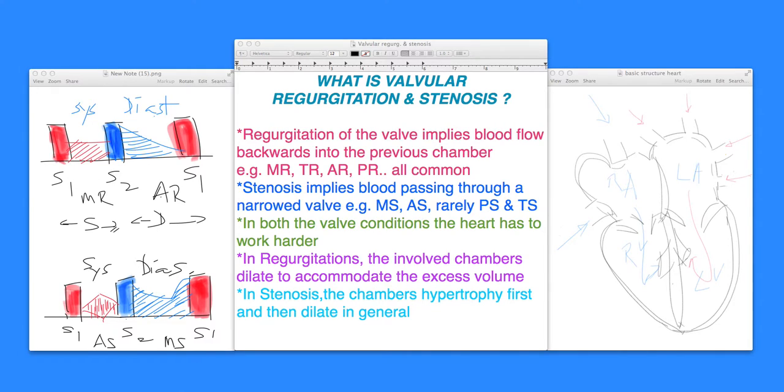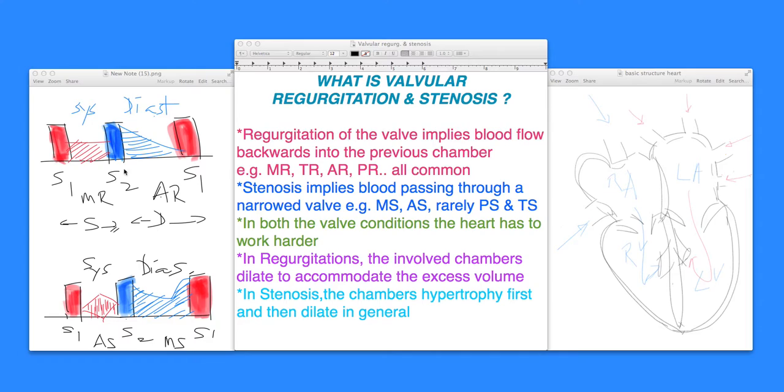So now let's see, S1 being the first sound, S2 being the second sound. S1 is produced by closure of the tricuspid valve and the mitral valve. S2 is produced by the closure of the aortic valve and the pulmonic valve. Simple. So during systole, S1 occurs when these 2 valves close, so the blood goes up into the aorta and up into the pulmonary artery. Now, as the ventricles begin to relax, the aortic valve and the pulmonic valve close. And when they close, S2 is produced.